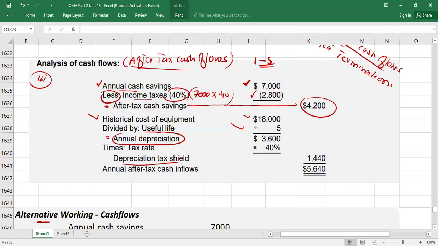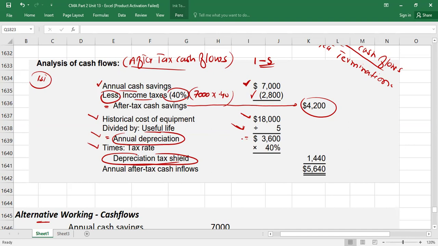Understood? So we have 18,000 as the cost, and the life is 5 years. If you divide by the life, you will get the depreciation expense. Now we can calculate the depreciation tax shield, which is also called tax saving on depreciation. How will you calculate it? You take annual depreciation multiplied by tax rate.